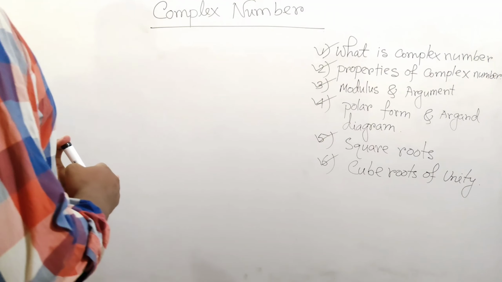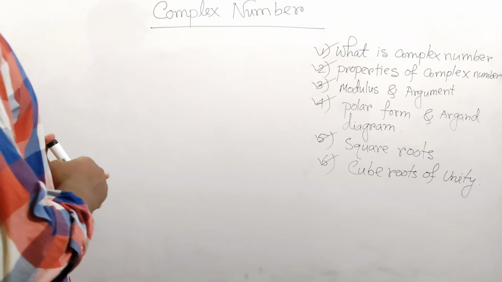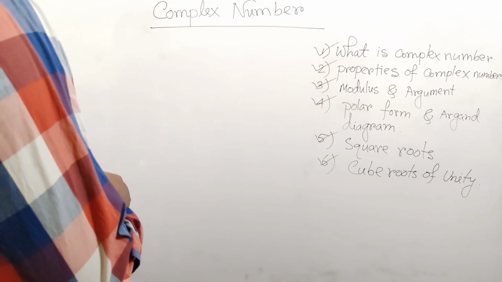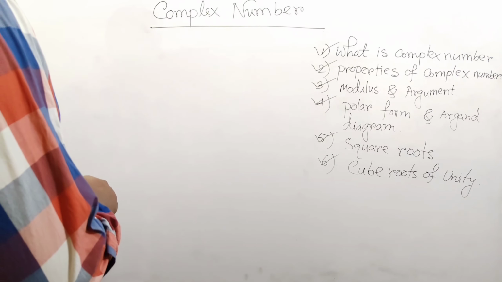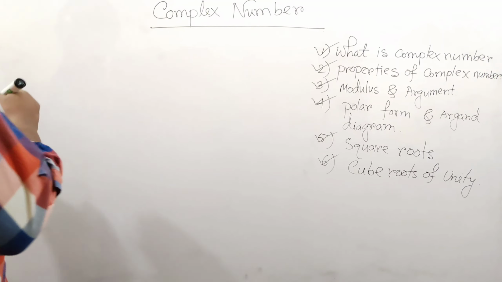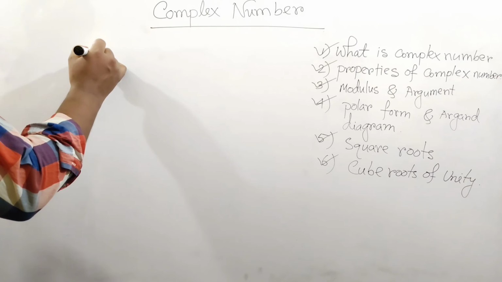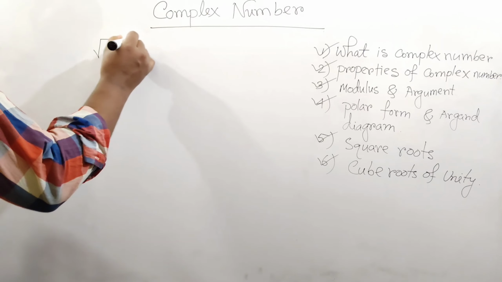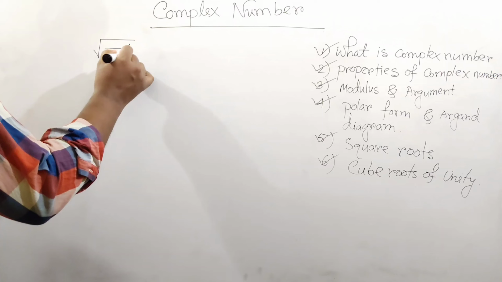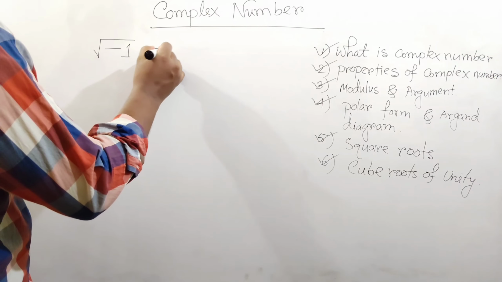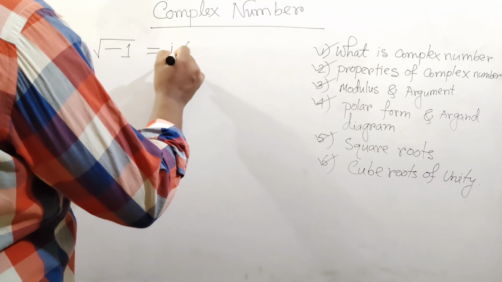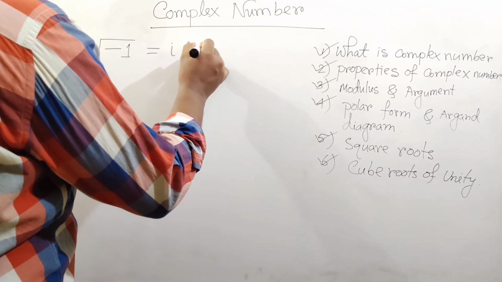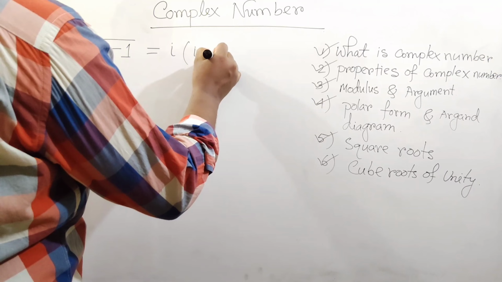Okay, first question is, what is a complex number? For learning the complex number, first you need to learn what is an imaginary unit and what is an imaginary number. First, the imaginary unit. The square root of -1 is called the imaginary unit, and it is denoted by i. So i is the imaginary unit.